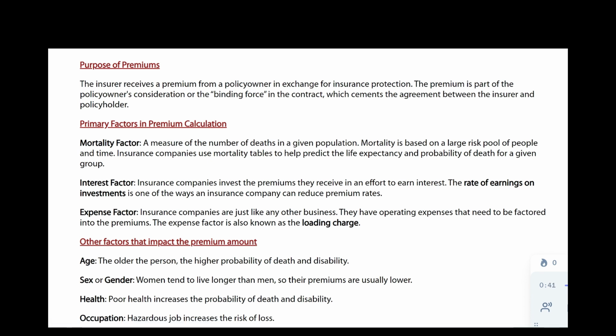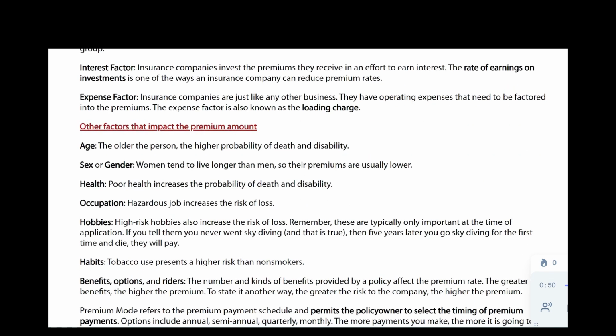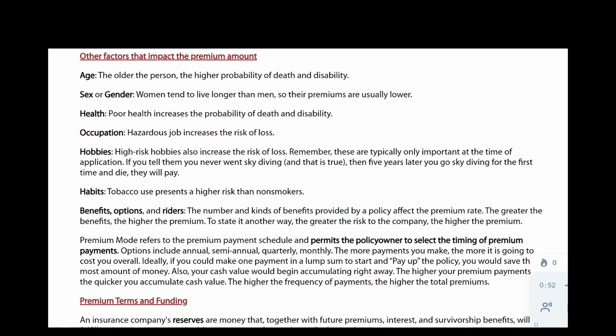Expense factor. Insurance companies are just like any other business. They have operating expenses that need to be factored into the premiums. The expense factor is also known as the loading charge. Other factors that impact the premium amount.